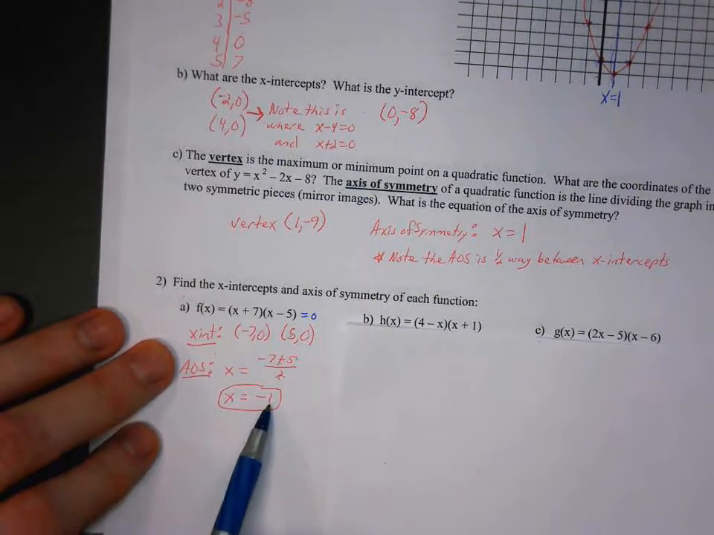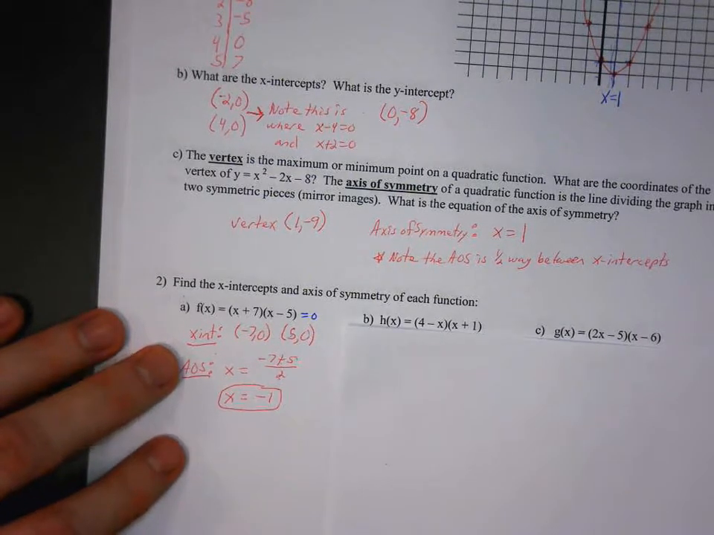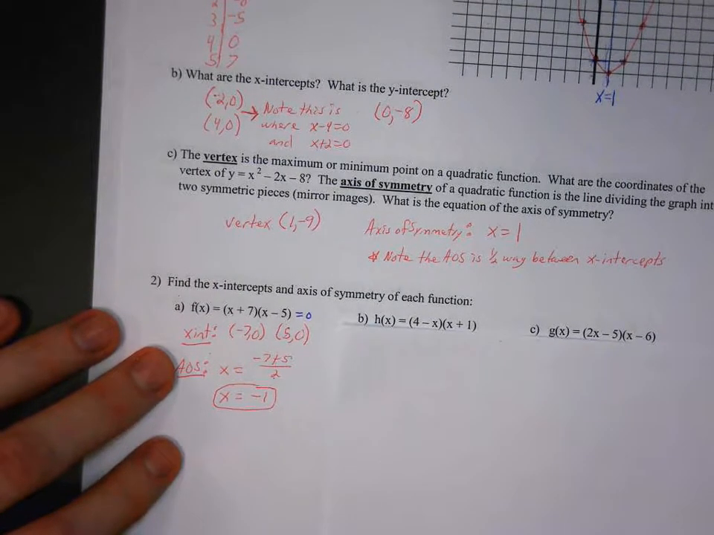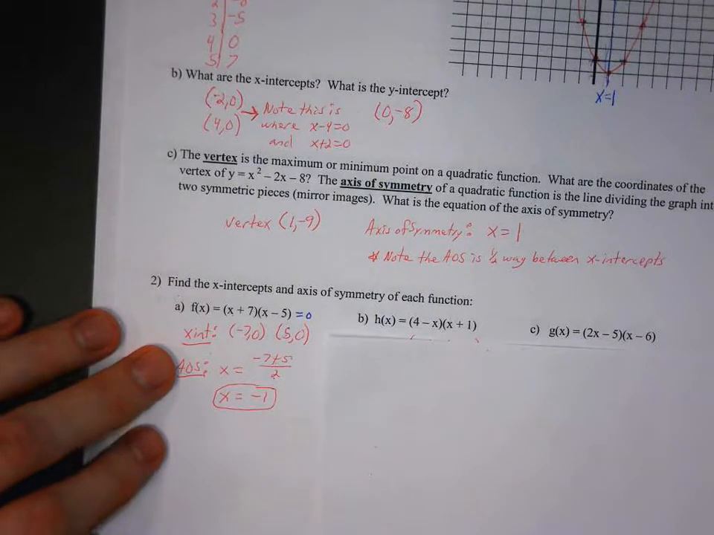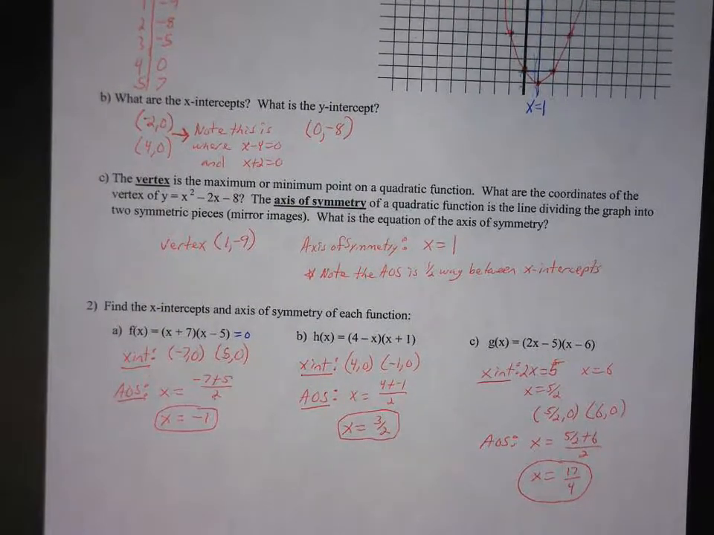Don't just say -1, make sure you put it as an equation, because the axis of symmetry is a line that goes through the center of your parabola, or cuts it in half into two mirror images. It's always a line x equals, so in this case, x equals -1. Same concept if you try B and C. If you want to pause the video, you can, and I'll put the answers up. With these, the algebra is a little bit trickier, but you can still handle that using your calculator.